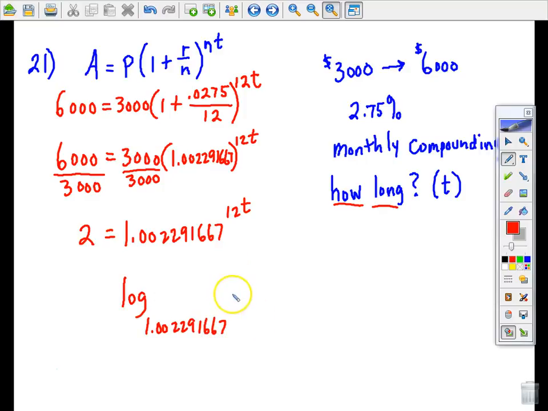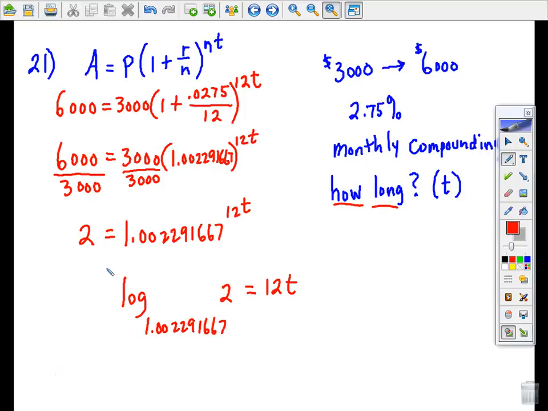Okay, remember logarithms always equal exponents. Okay, so far so good. So now we're going to use that change of base formula again like we used on the previous problem. So we'll just hit the log button and put in 2, it's the top number, divided by log again, and now you're going to enter in that decimal, 1.002291667.